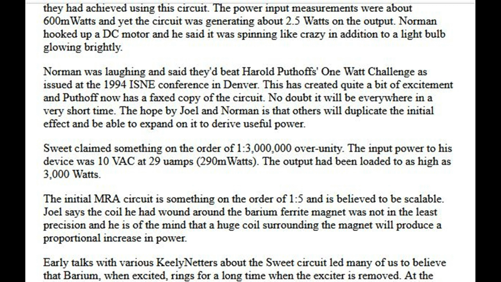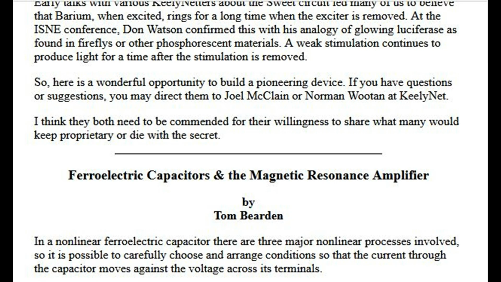Early talks with various KeelyNetters about the Sweet circuit led many of us to believe that barium, when excited, rings for a long time when the exciter is removed. At the ISNE conference, Don Watson confirmed this with his analogy of glowing luciferase as found in fireflies or other phosphorescent materials. A weak stimulation continues to produce light for a time after the stimulation is removed. So, here is a wonderful opportunity to build a pioneering device. If you have questions or suggestions, you may direct them to Joel McLean or Norman Wooten at KeelyNet. I think they both need to be commended for their willingness to share what many would keep proprietary or die with the secret.